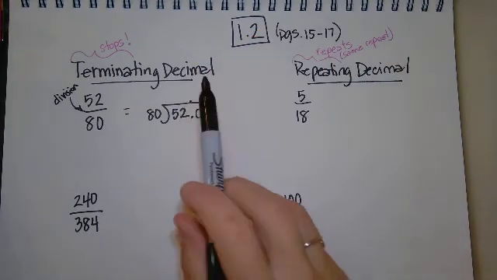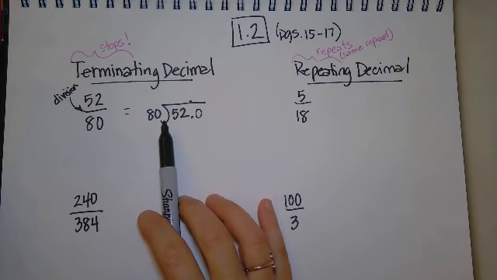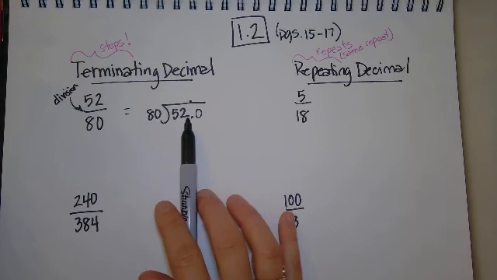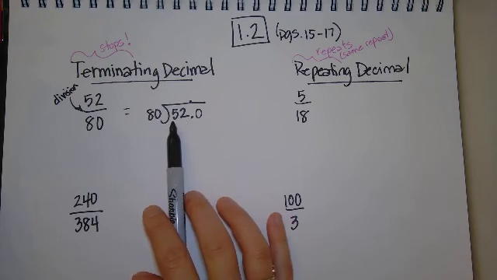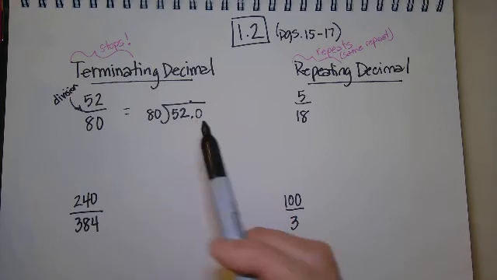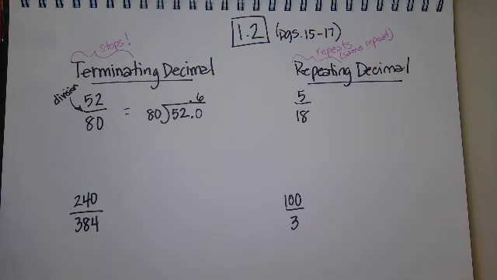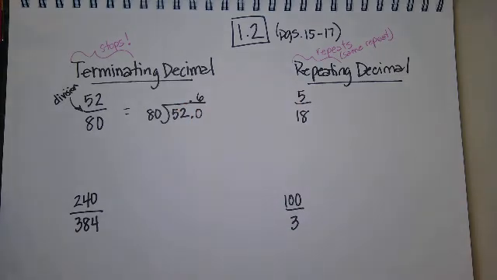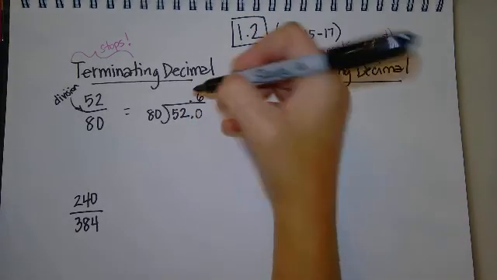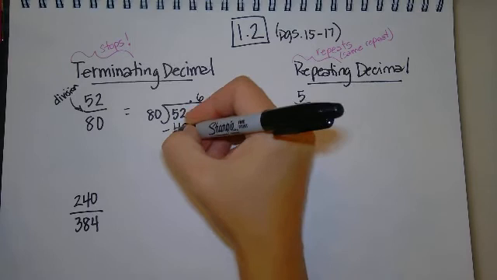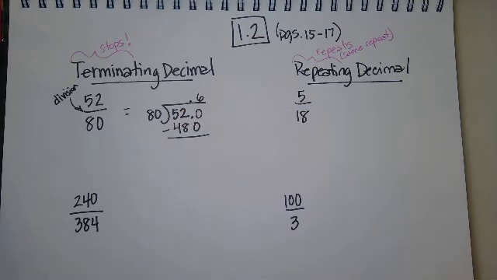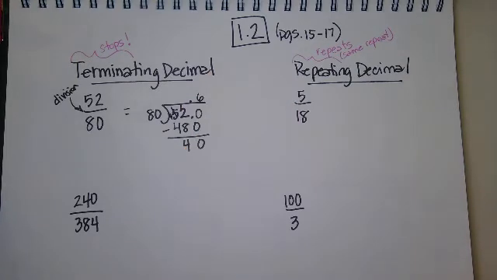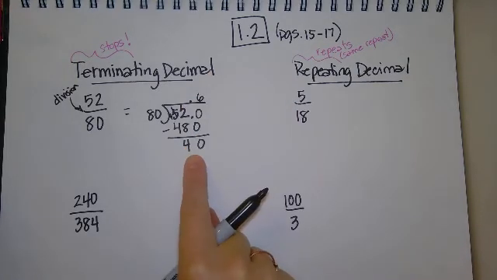All right, so now when I multiply, or when I try to figure out how many groups of 80 are in 52, I know that there are no groups of 80 in 5 and no groups of 80 in 52, but I know that there are 6 groups of 80 in 520, because see how I'm going to look at that as 520 now, and then I've just put the decimal up above, and that equals 480. And then when I subtract, I end up with 40 as a remainder.